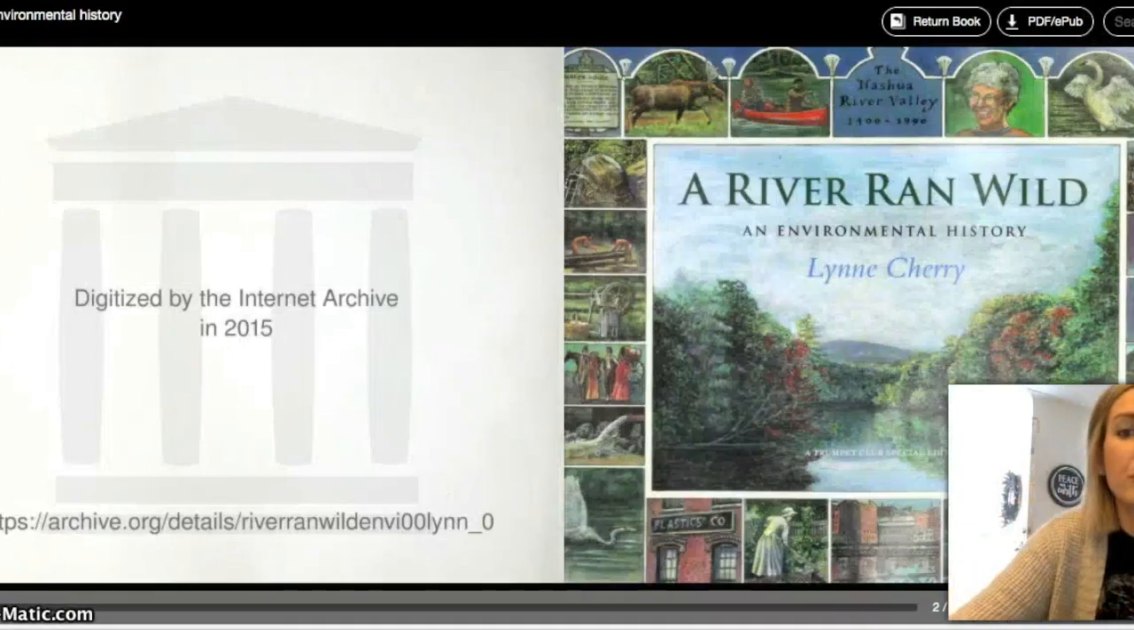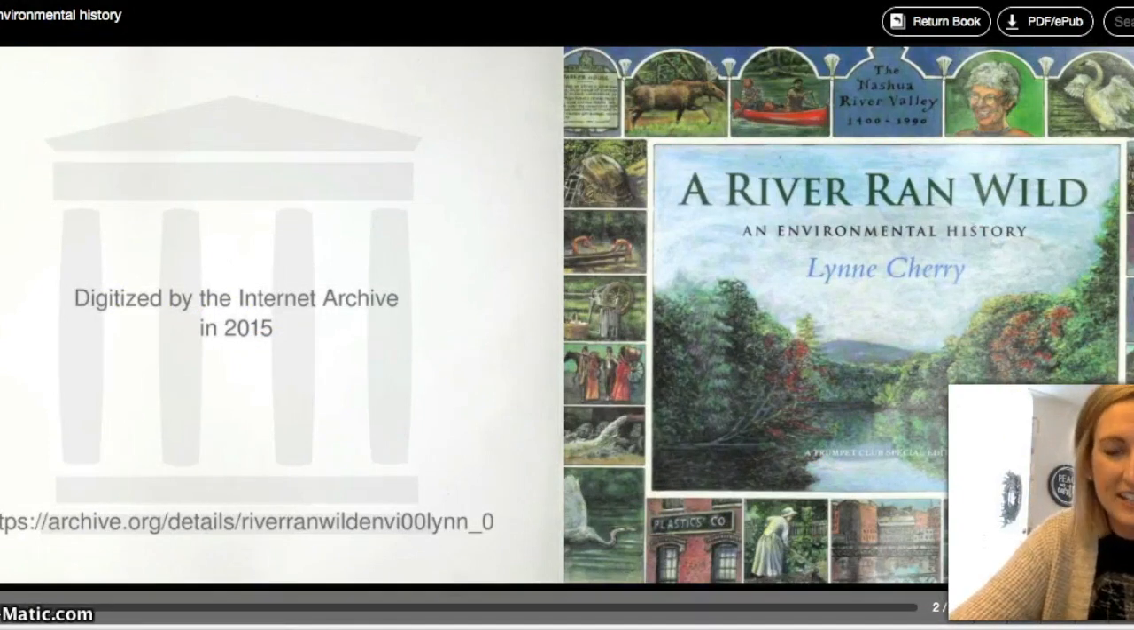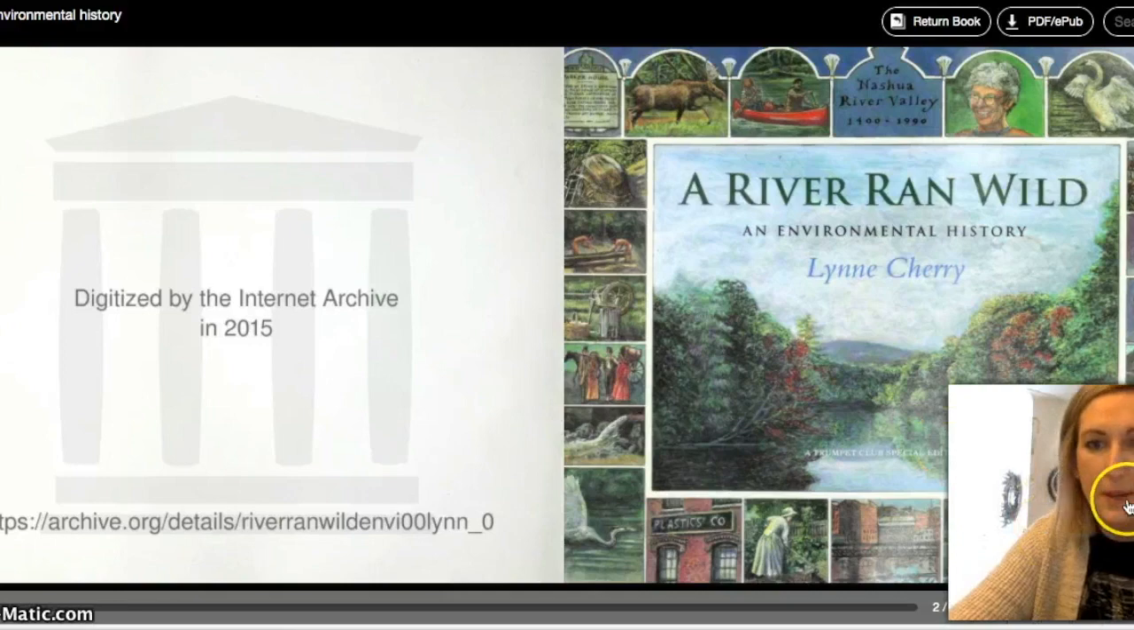Now, this book is called A River Ran Wild, and I had plans on reading this with you in class, and we didn't get to do that. So bear with me as I try to make this as exciting as I can, teaching you about Native American tribes through this read aloud, which I love, but also I'm going to have to go through and talk about a lot of characteristics of Native American regions today. But don't worry, you won't need to have them memorized. All right, so A River Ran Wild by Lynne Cherry, an environmental history.